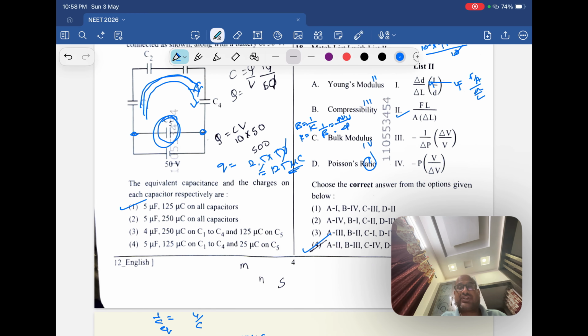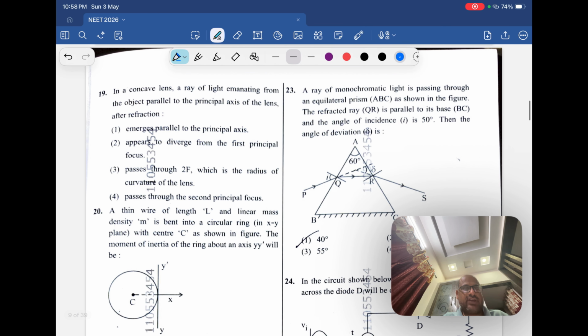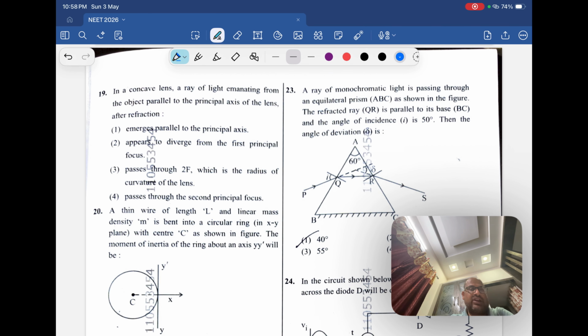Okay. Now next we will go for what, students? In a concave lens, a ray of light emanating from the object parallel to the principal axis of the lens after refraction appears to diverge from the first focus, isn't it? In parallel rays coming from a long distance object, they get diverged. If you produce the light rays backward, what happens? They appear to come from the first focus. Okay, that is the answer.